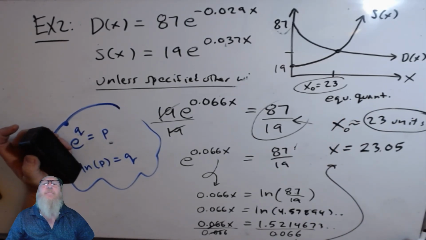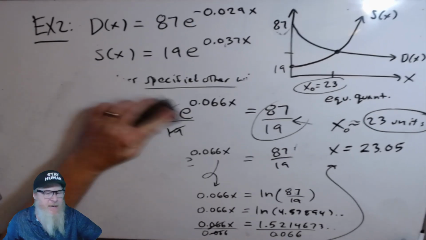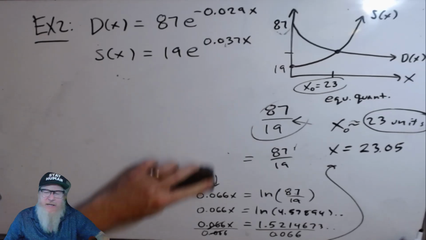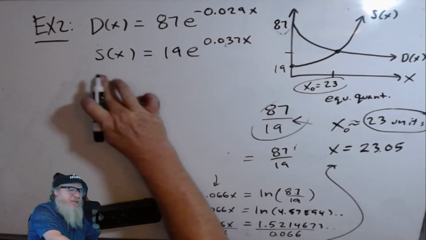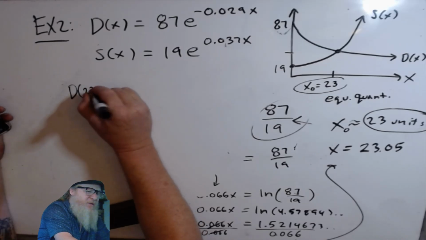Equilibrium quantity. And just like the last example, if you plug in 23, these should give you the same value. So D of 23.